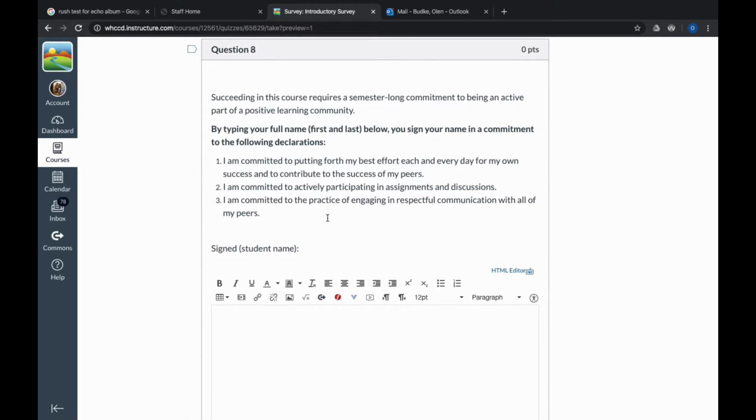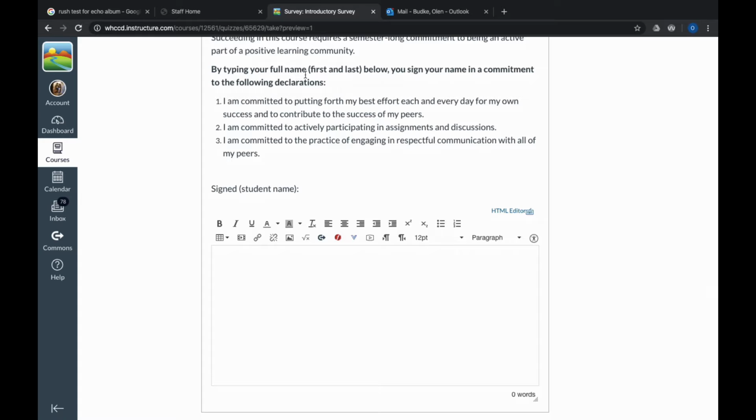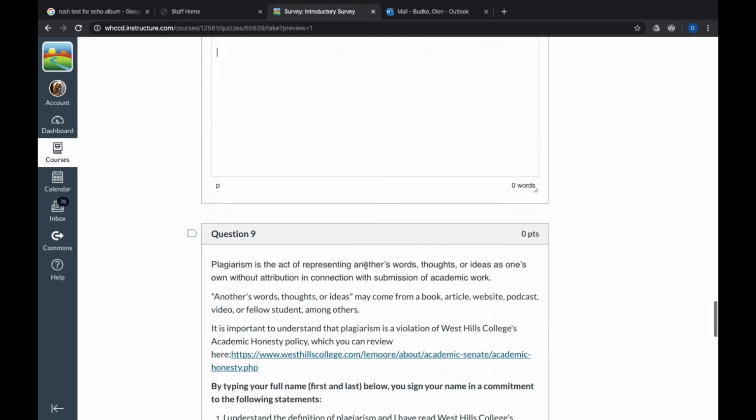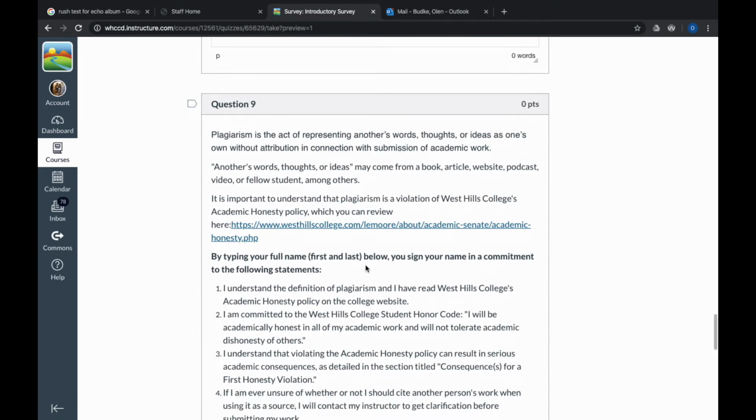And then here are a couple of not questions, but commitments that I need you to make. One is about the effort that you're going to put forth in this class, all right, to help be a contributor to a positive learning environment. And so once you read this and you're committing to that, you're going to just type in your name right here and submit it, okay? This one here is very important.